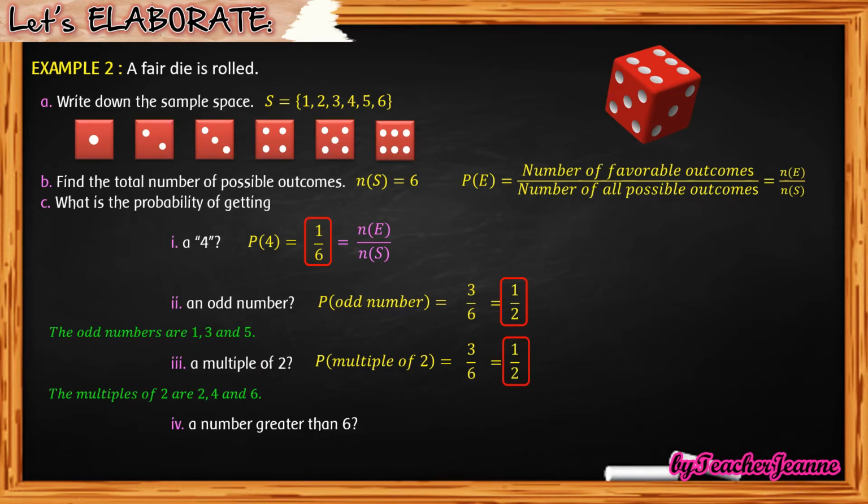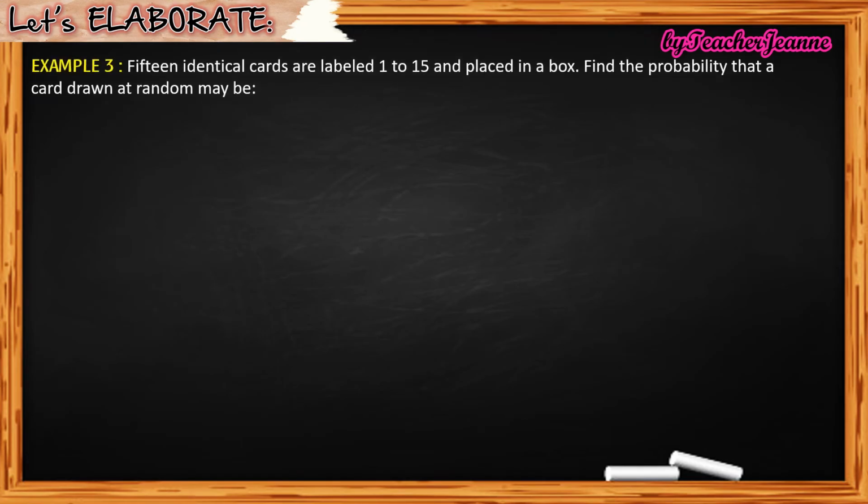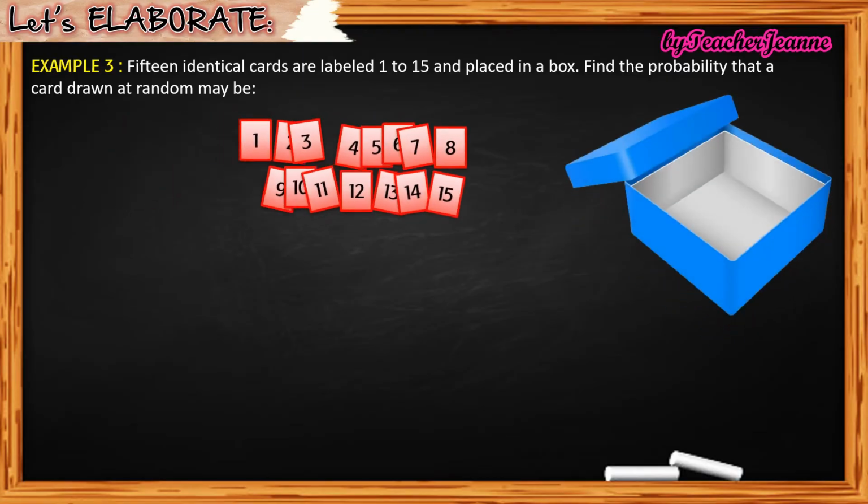And for the last, there is no number greater than 6. This is an impossible event. So the probability of getting a number greater than 6 is 0 out of 6 or 0. For example number 3, 15 identical cards are labeled 1 to 15 and placed in a box.